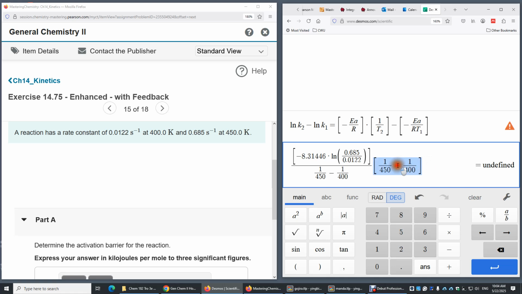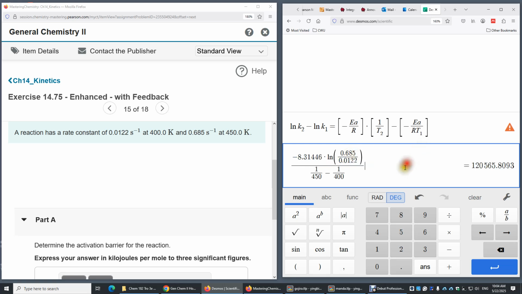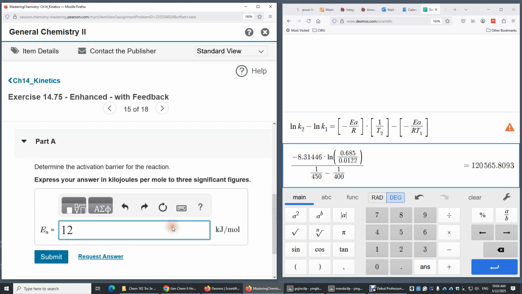Alright, that's it. Over here, unfortunately, I don't think the square parenthesis is accepted. Now we have 120.6 or 121 kilojoule per mole.